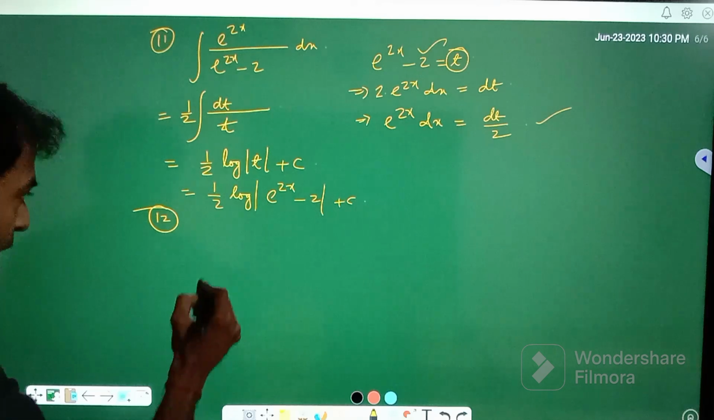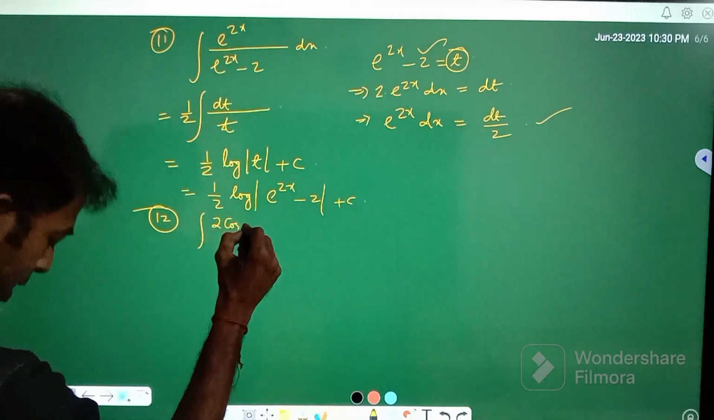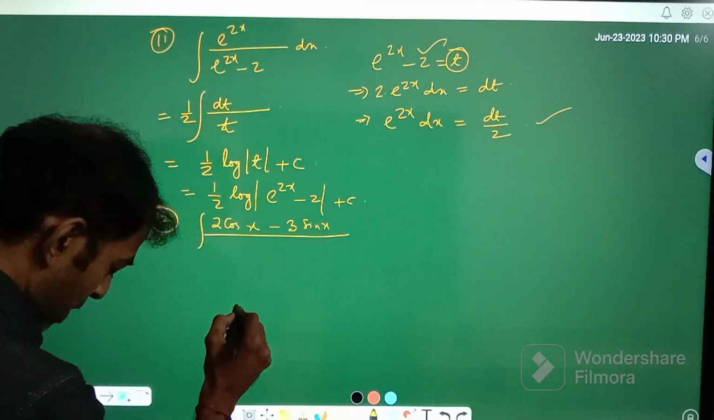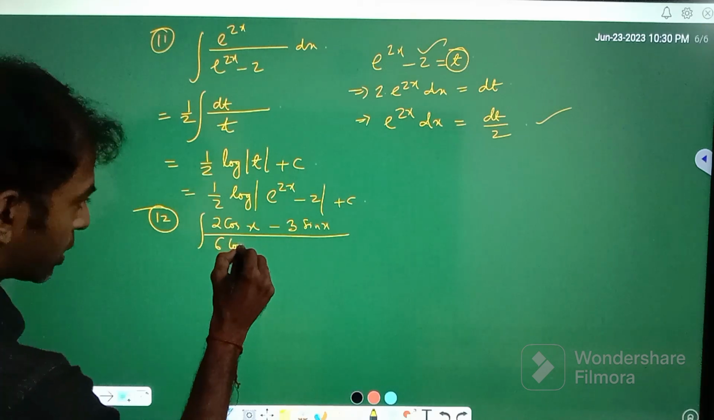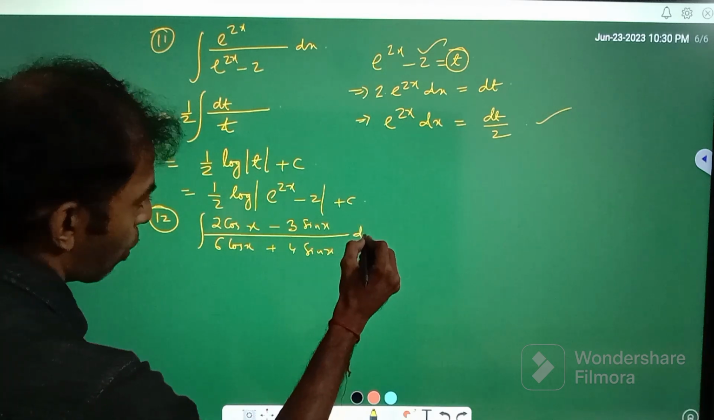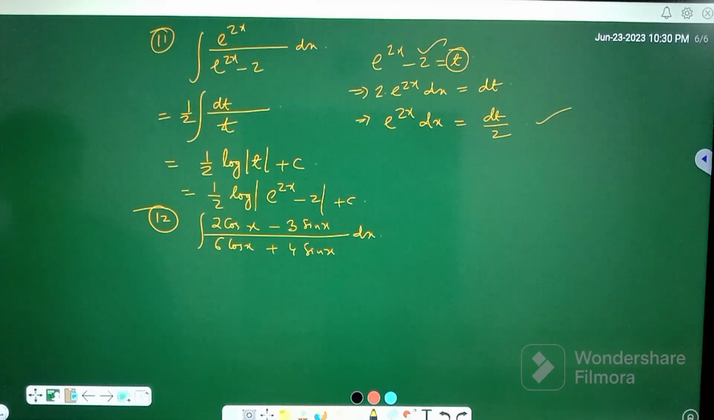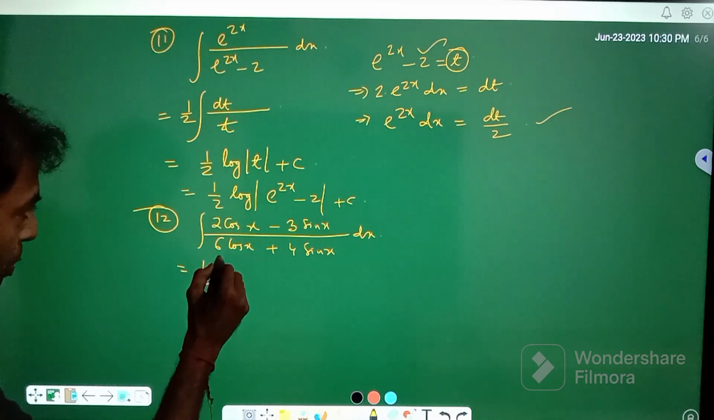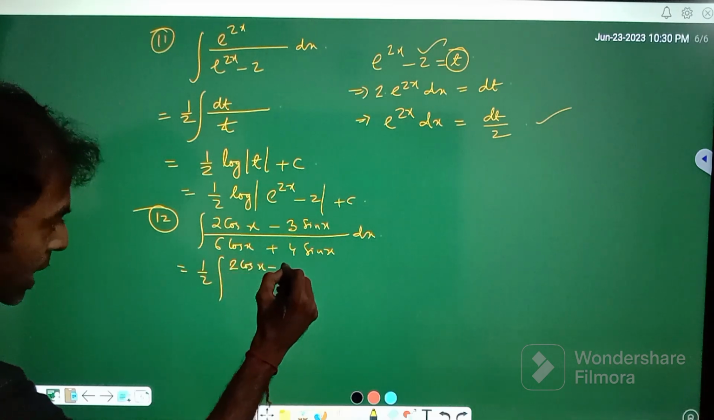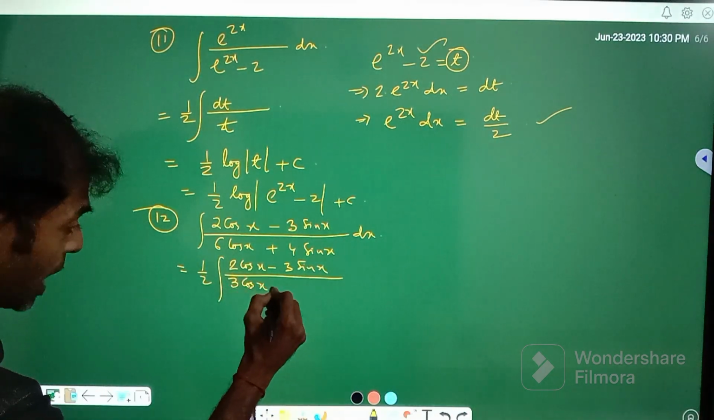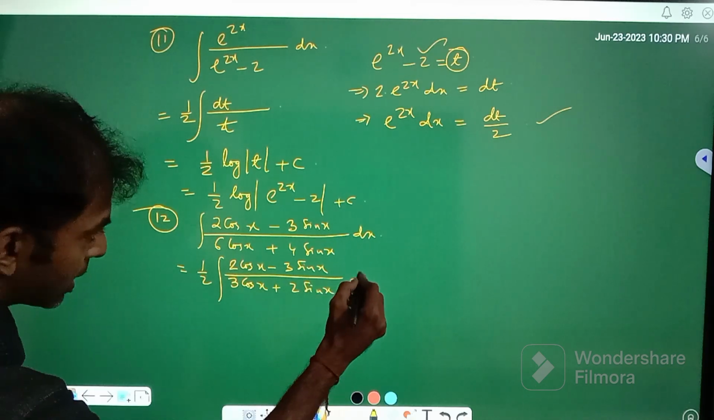The 12th problem is something like this: integration of (2 cos x minus 3 sin x) divided by (6 cos x plus 4 sin x) dx. That's our next problem. So what we need to do is take 2 common from the denominator, and the result will be integration of (2 cos x minus 3 sin x) by (3 cos x plus 2 sin x) dx, right?